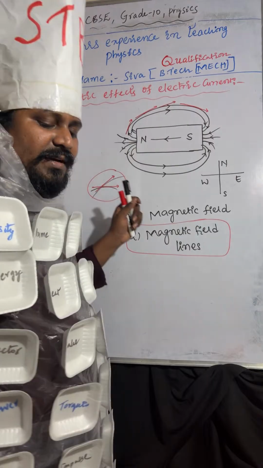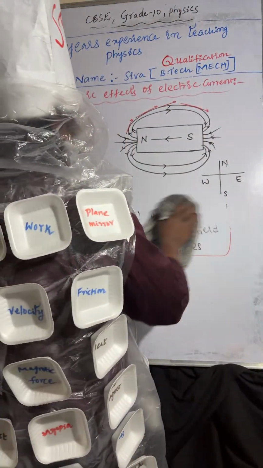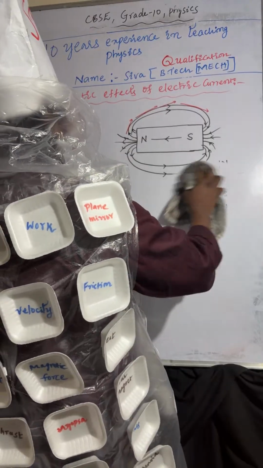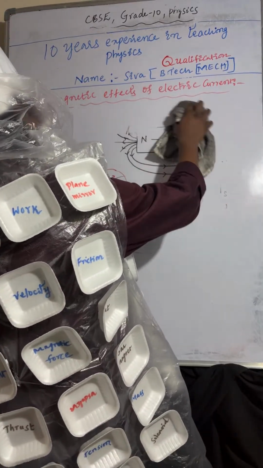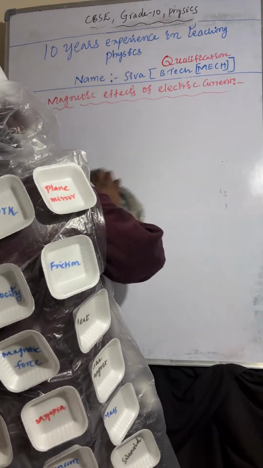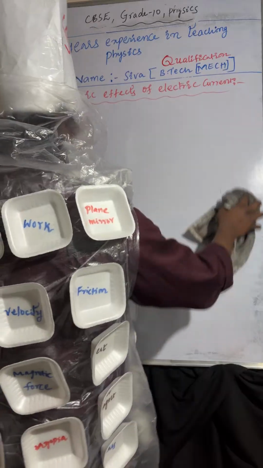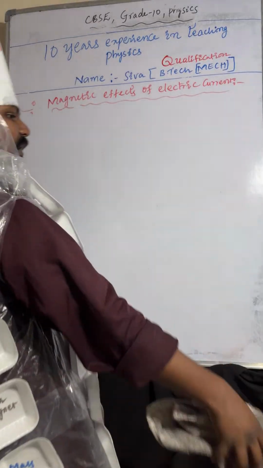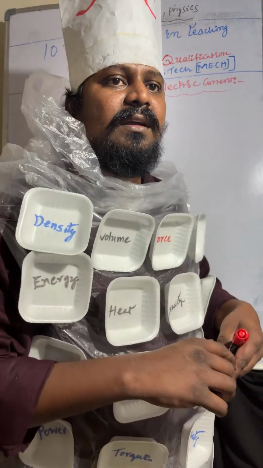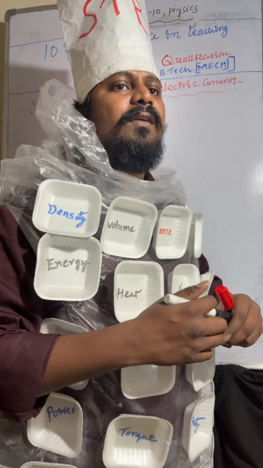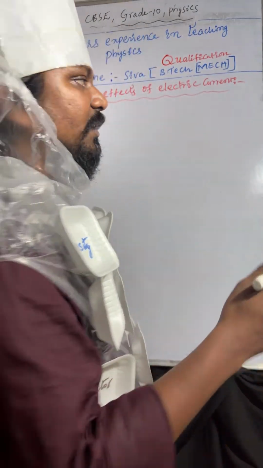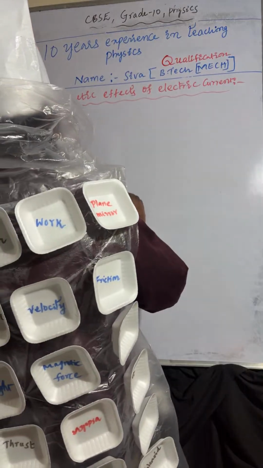Understood? So next one, I'll discuss the loop. You can take 7 lines, 9 lines of magnetic field lines to draw a clear, neat, proper diagram. Understood? And coming to the next one, you have to take a loop. So I'm taking the loop. Here you can observe, this is the loop.